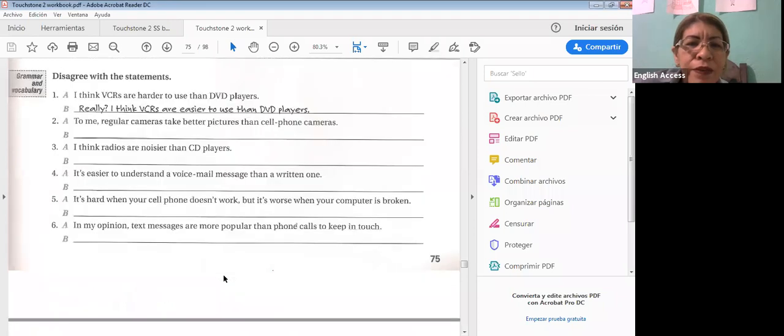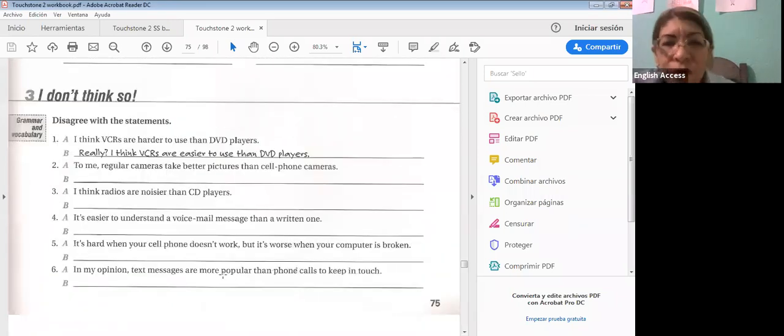Okay, we're going to finish exercise 3. Here it says disagree with the statements. Exercise 1 says, I think VCRs are harder to use than DVD players. Really, I think VCRs are easier to use than DVD players. Again, here we're going to give a different opinion. For example, in number 1, we're using harder. Harder, remember, is similar to difficult. So the opposite of harder is easier.